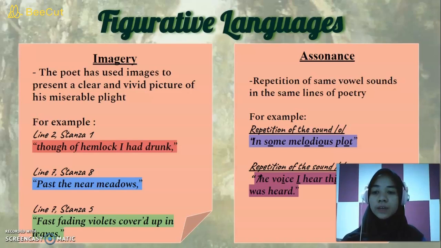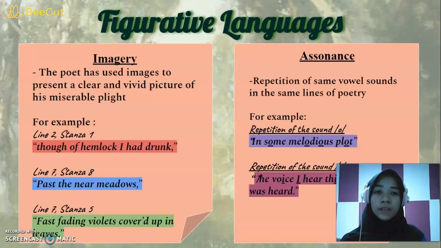And the second one is in line 7, stanza 8, "past the near meadows." Next will be in line 7, stanza 5, "fast fading violets covered up in leaves." The poet names more plants that he smells in the darkness. The section all relates to the experience of being alone in the dark but not in a frightening forest.